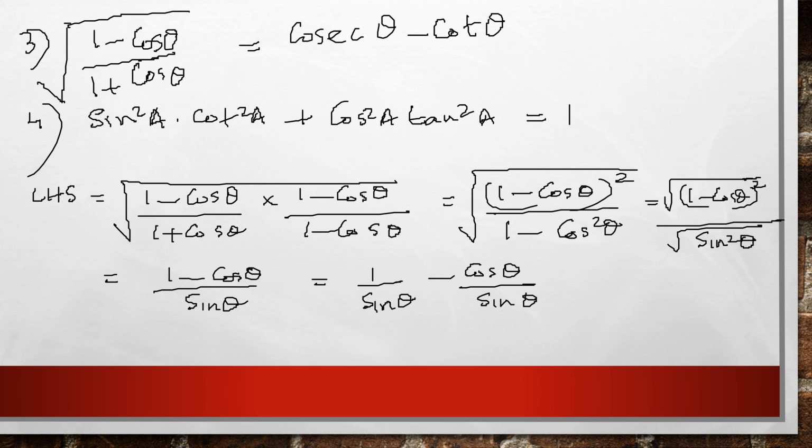And what is 1 by sine theta? It is cosec theta. And cos by sine is cot theta. That is what we need to prove. And this is our RHS. So we can write LHS equal to RHS. Hence proved.